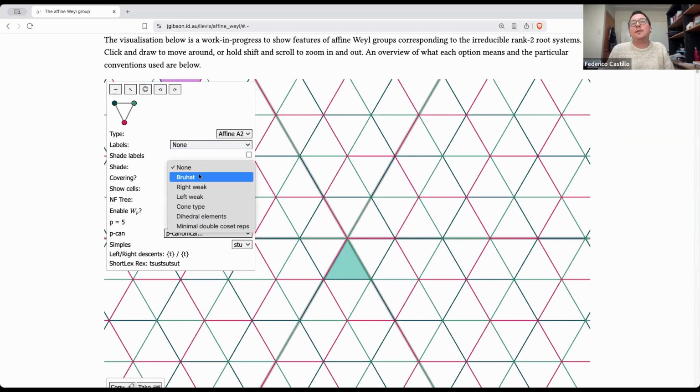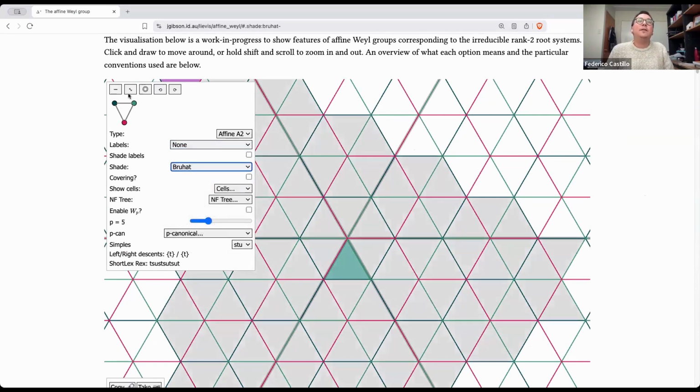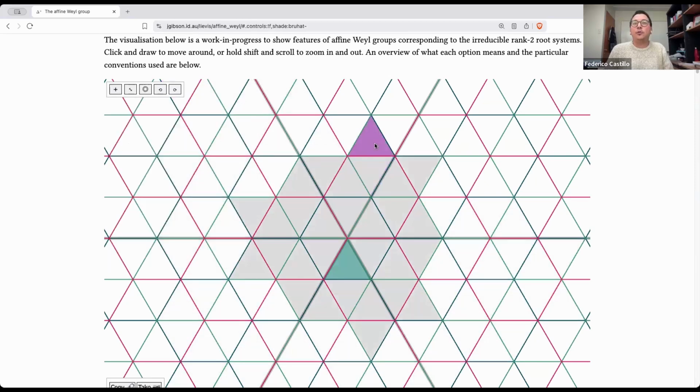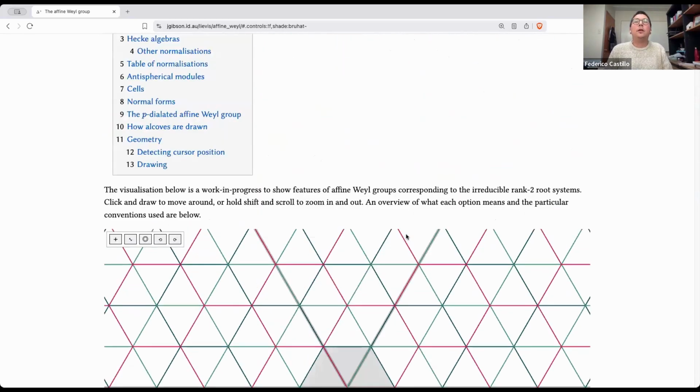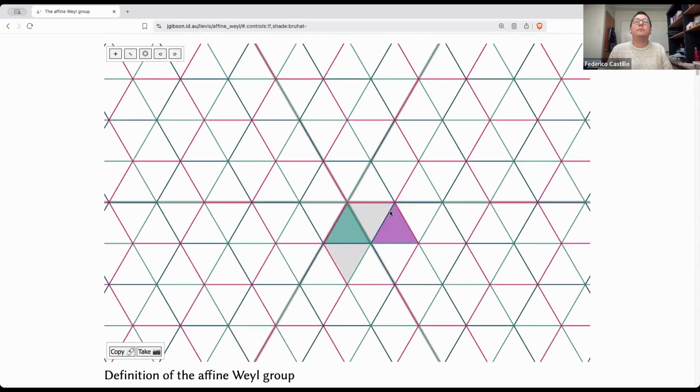Now let's do it with the Bruhat order. So what this program is going to do is the following. I'm going to put an alcove. Remember that an alcove is an element, and this will shade the whole interval between the identity and the element. This is pretty cool. You can simply play with this. And at some point, let me see if I can zoom. Oh, I cannot zoom. Oh, sorry.